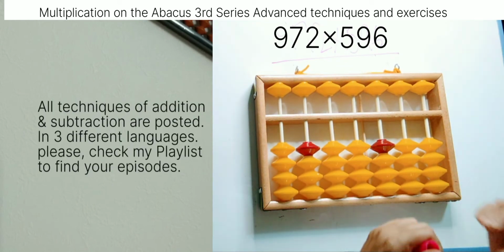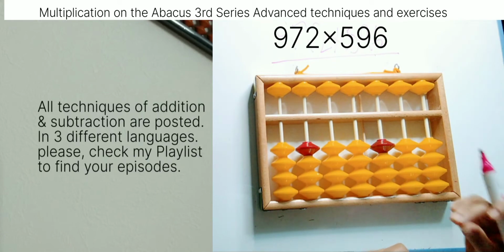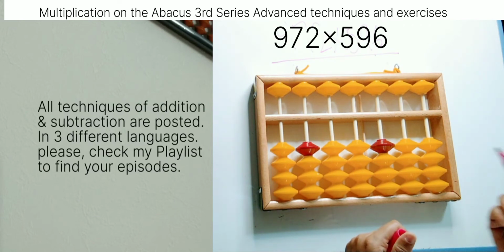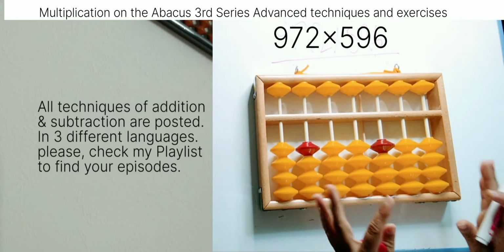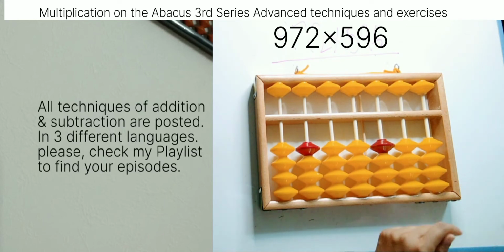Understand? To do multiplication on the abacus, you need to be mastered in addition and subtraction, and you have to first learn basic techniques of multiplication, some basic rules of multiplication, and first series and second series, and come to this third series. Okay, so this is a little bit vast. So let's go. We have 6 digits.